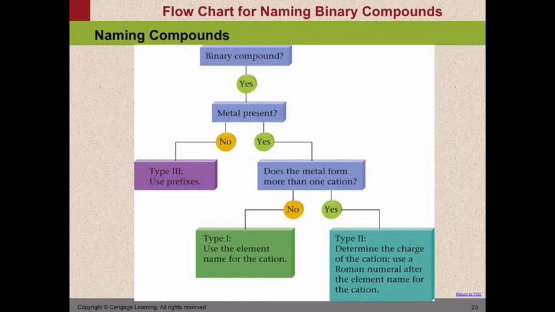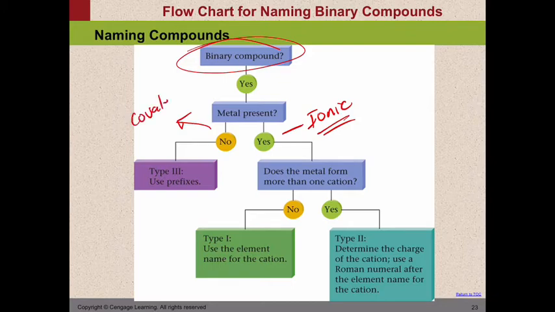If you look over this simple flow chart, if we start at the beginning, binary, which is all we're going to be dealing with, so you don't have to worry about that one. If there is a metal present, then you know it's ionic. If there is no metal present, then you know it's covalent. If it's covalent, we use prefixes. If it is ionic, we do not use prefixes. And we're going to get to one other little add-on here in our next video, which will be talking about polyatomic ions.